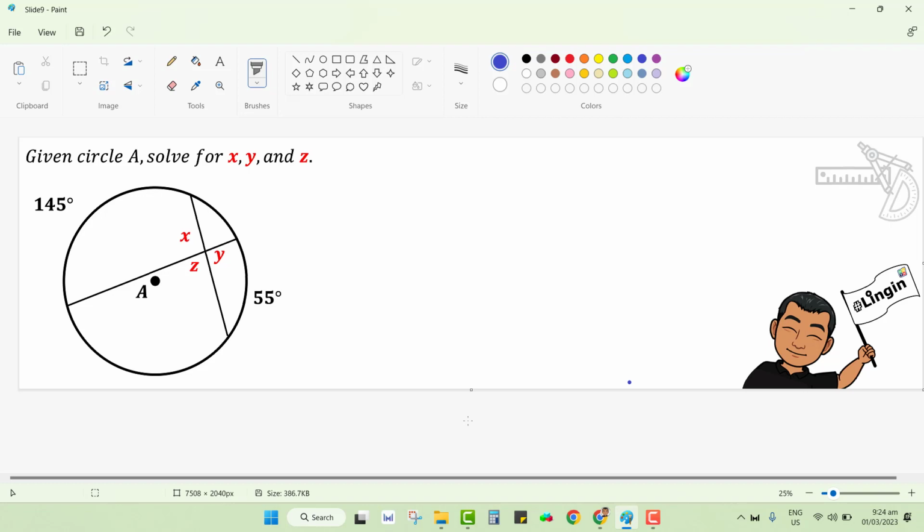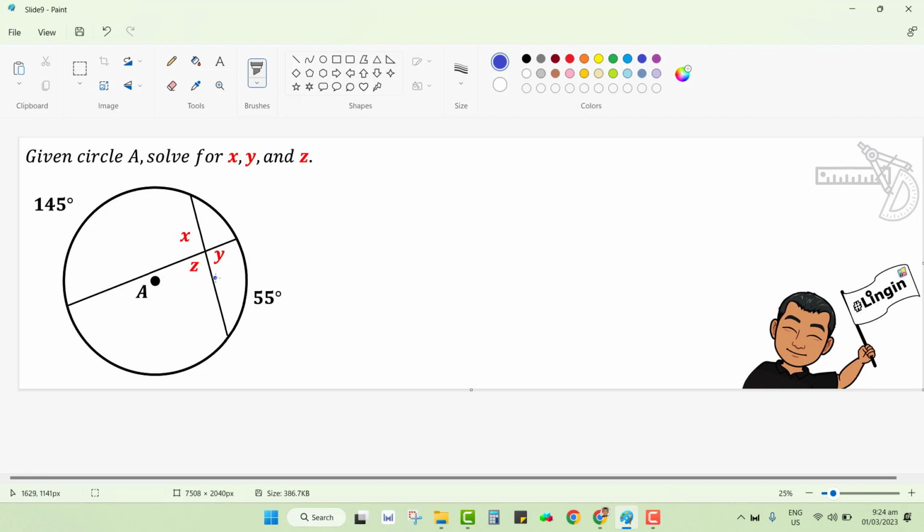We are given here circle A, and we are asked to solve the measurement of the variables x, y, and z. To solve for the three variables, we need to understand what they are representing so that we could draw relationships as to the given measurements on the same circle A. When you look at the three angles, they are represented by the variables: this is x, this angle is y, and this is the angle for z.